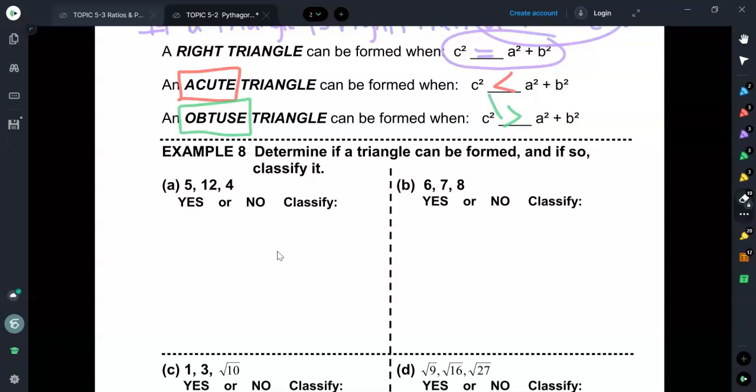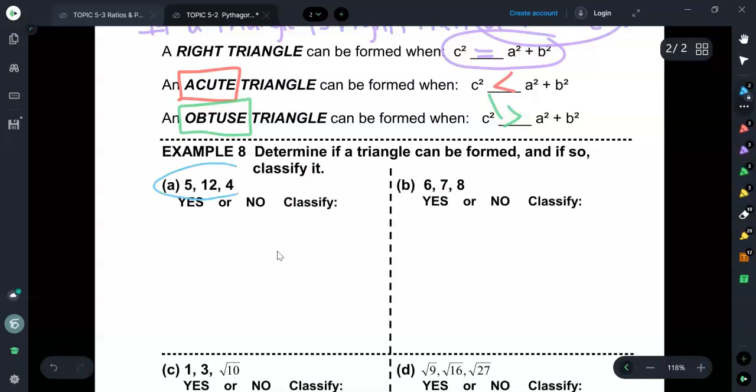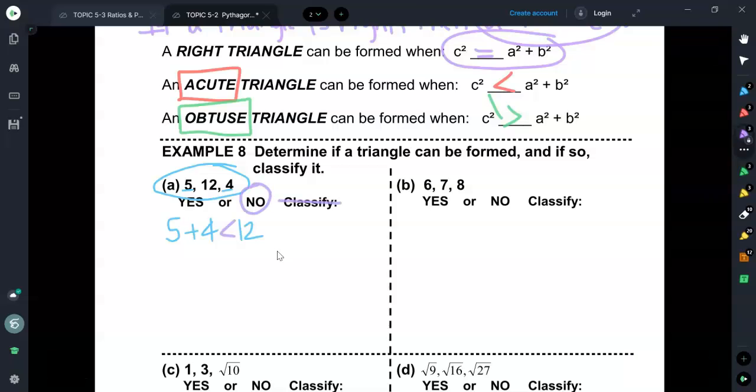So let's check this out. Let's look at the first one, 5, 12, and 4. First of all, can it be a triangle? Yes or no? And if it's a triangle, what kind is it? Well, let's check it out first. What are my two small sides, 5 and 4? Is 5 plus 4 greater than 12? No, it is less than 12, so it is not a triangle. Therefore, we can't classify it. I can't call something a certain type of triangle if it's not a triangle.